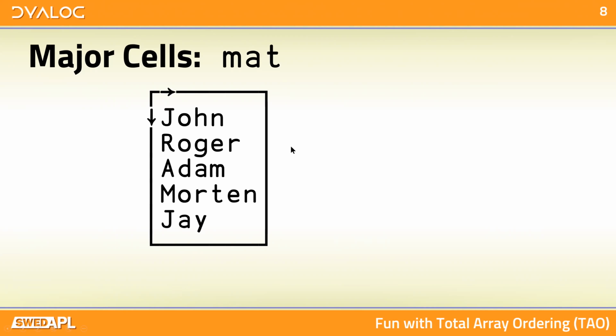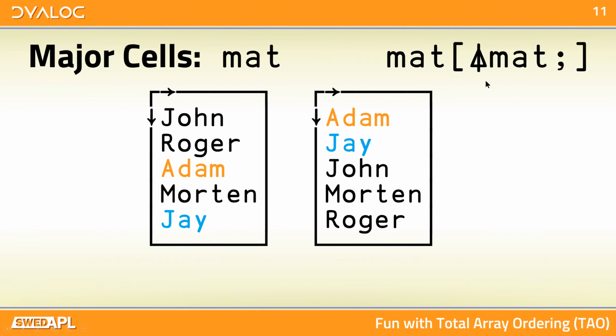So here's our character matrix, and then we can grade this matrix, and it gives us these indices. Of course it says that in order for this character matrix to be sorted, we need to take number 3 first, and then number 5, and so on. We're not done sorting, of course, but we can take these indices and use them to index into the original data, and now we have proper sorting of our character matrix.